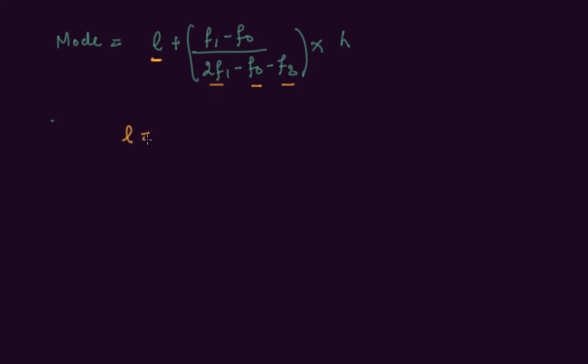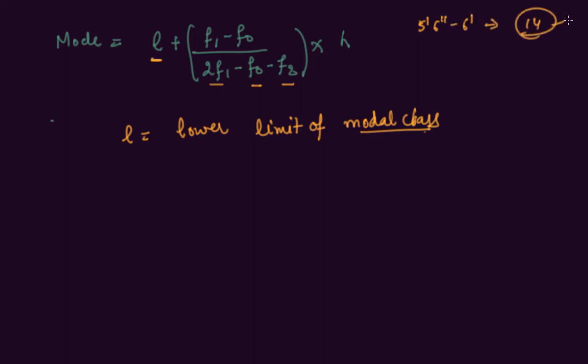And what is L? L is the lower limit of the modal class. What is the modal class? The modal class is that class interval in which the frequency is highest, meaning the number of students in that range is the highest. In the last example, 5 feet 6 inches to 6 feet had the highest number of students, so this is our modal class, and L will be its lower limit, 5 feet 6 inches.